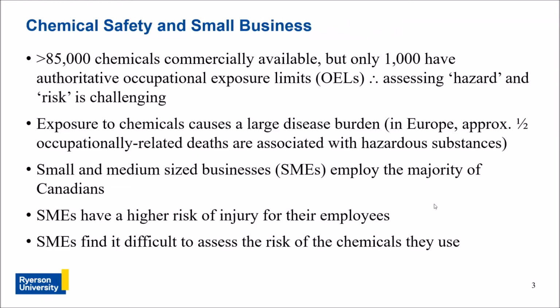So where this all came from is the idea that there's a lot of chemicals currently available and used in workplaces, but only a small number have authoritative occupational exposure limits. And particularly for small business, there's a lot of evidence that assessing hazard and risk is quite challenging. We know that exposure to chemicals causes a large disease burden, and small and medium-sized businesses employ the majority of Canadians, can have a higher risk for injury for their employees, and find assessing risk of chemicals quite difficult. That combination means there's a need for tools and assistance for small business.